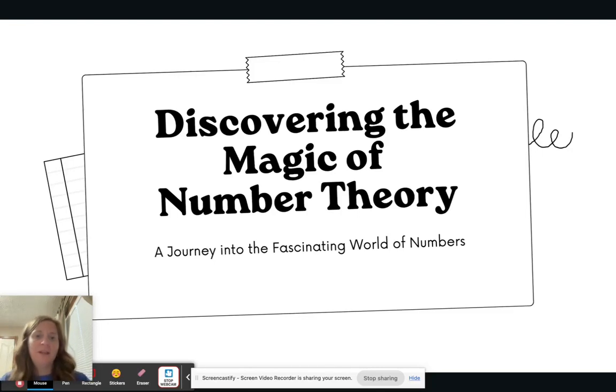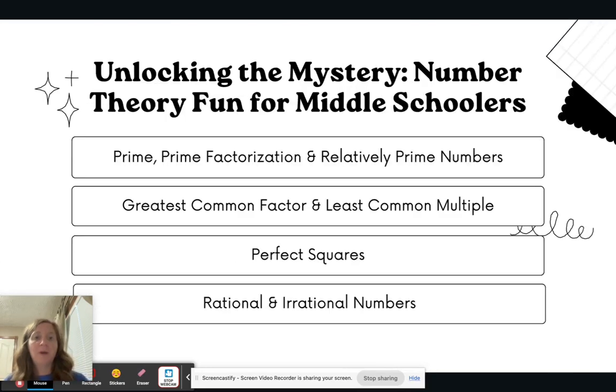Welcome to Discovering the Magic of Number Theory. In the last session, we talked about prime factorization and relatively prime numbers.